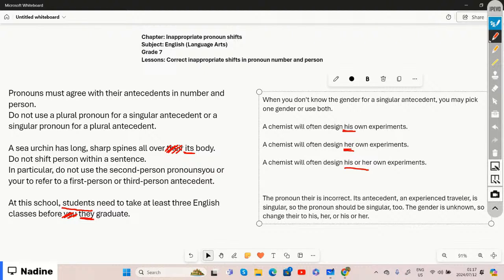So when you don't know the gender for a singular antecedent, you may pick one gender or you can use both. If we assume it is a lady, we can say design her own experiment. If we assume it's a man, we say design his own experiment. Or if we just don't know, we say a chemist will often design his or her own experiment, which refers to either a male or a female.